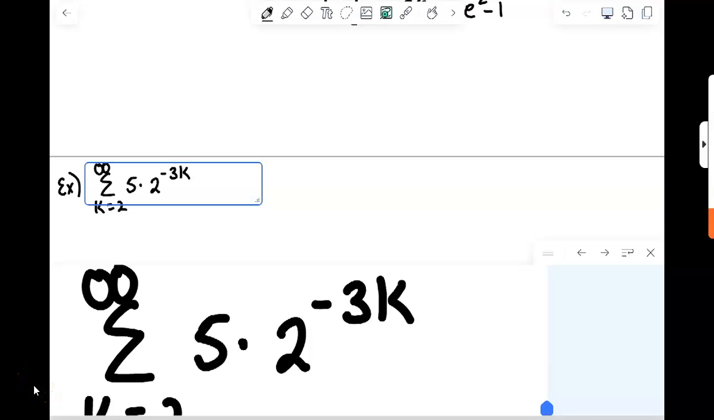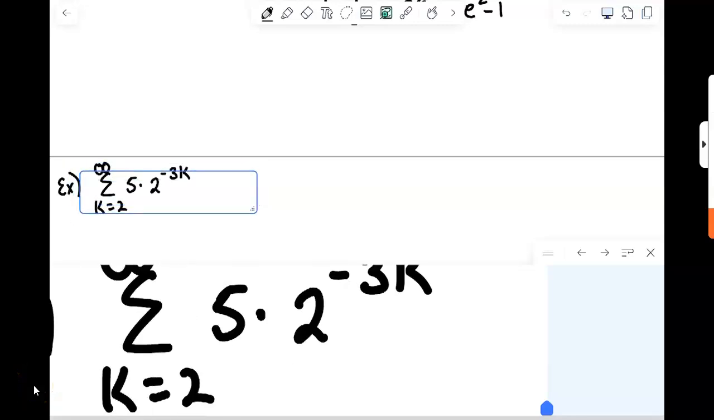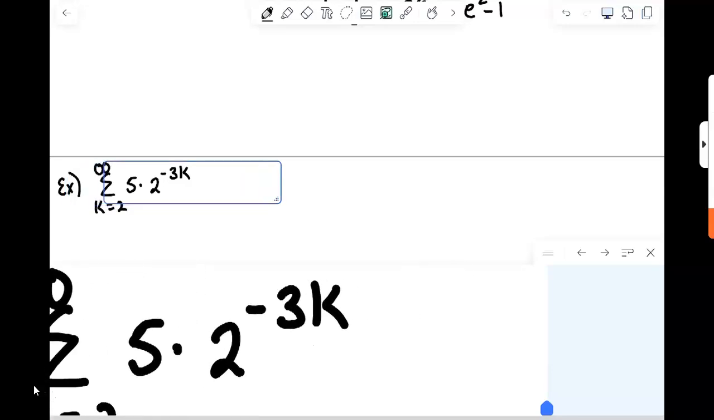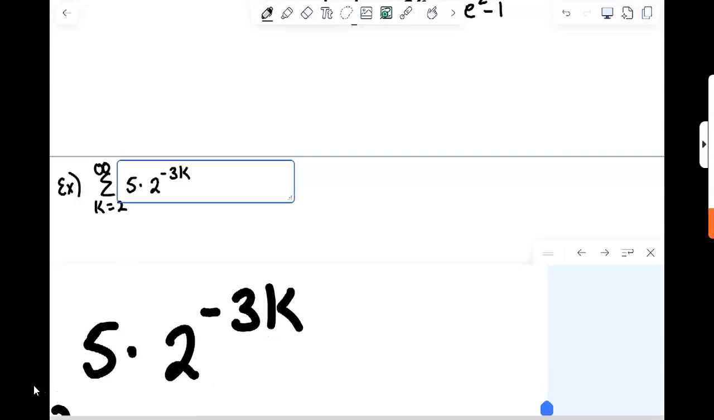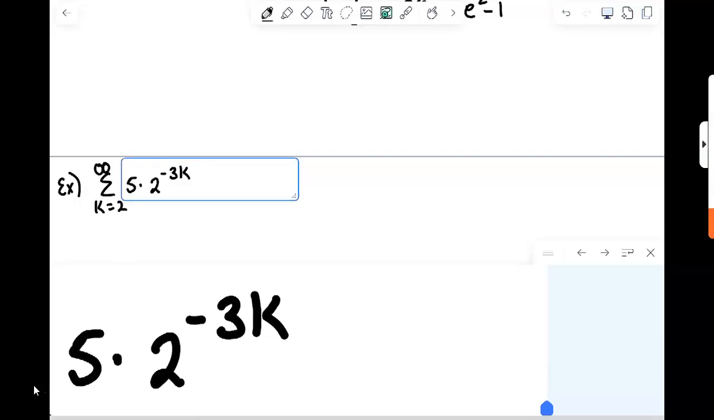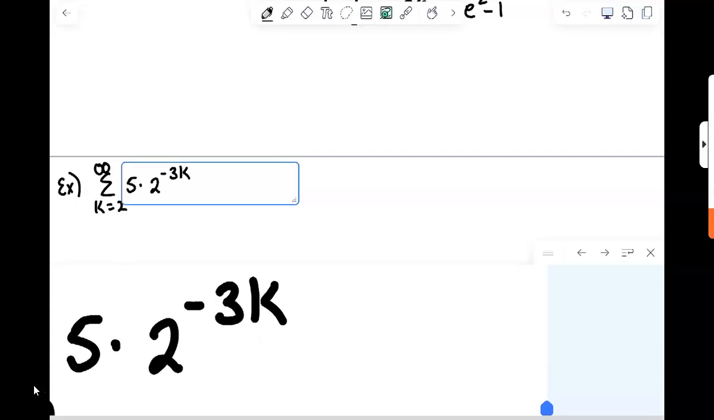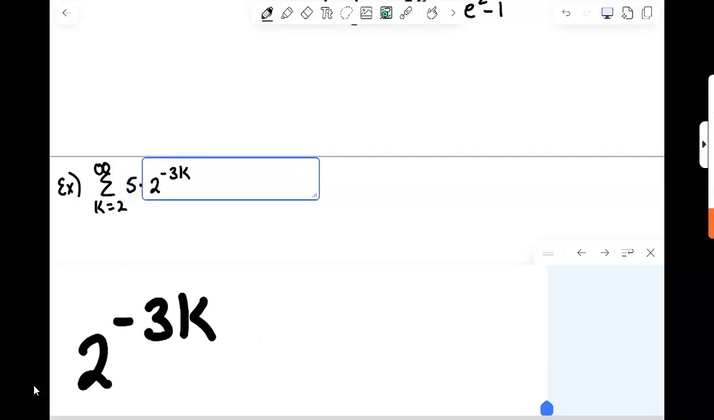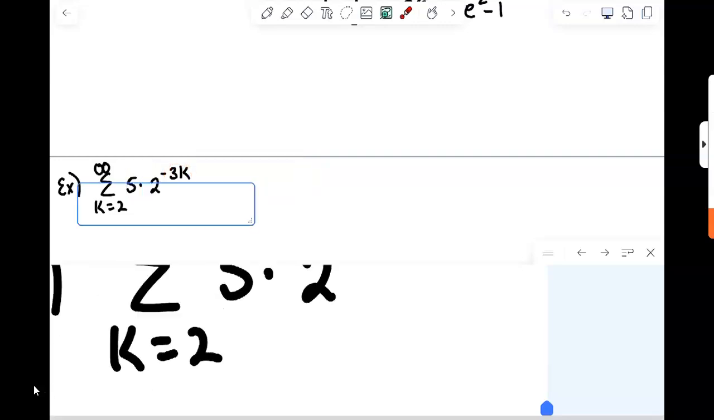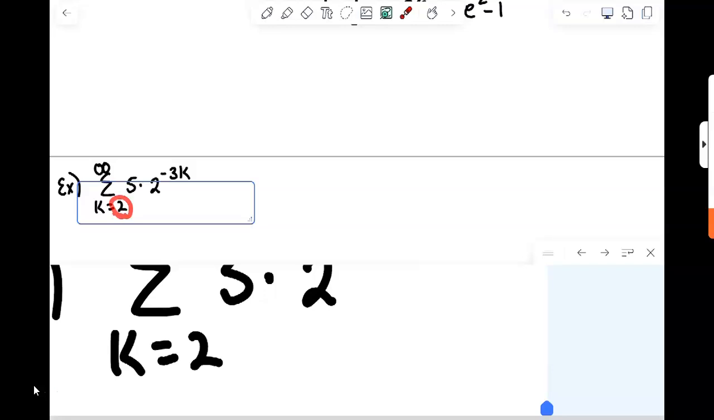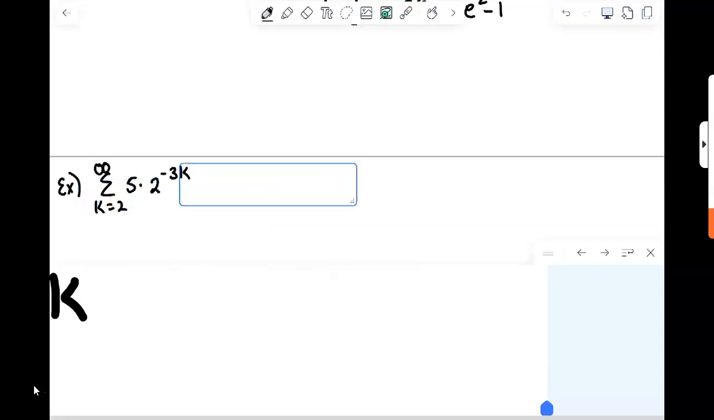Okay, so consider here the series k going from 2 to infinity of 5 times 2 to the minus 3k. So just like the last one, initially this may not necessarily look like a geometric series, or it may not be really clear how you're going to do it because we have this non-normal thing. We're used to a ratio to the k, but here there's a 3 involved. But again, since it doesn't start at 0, we need to make adjustments to it anyway.